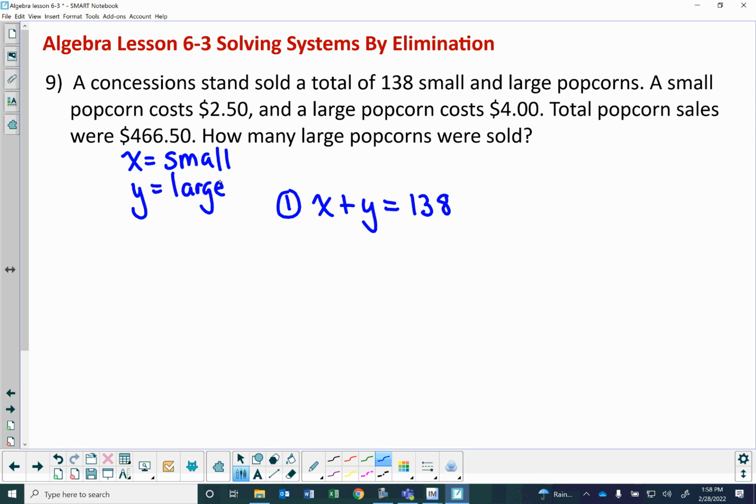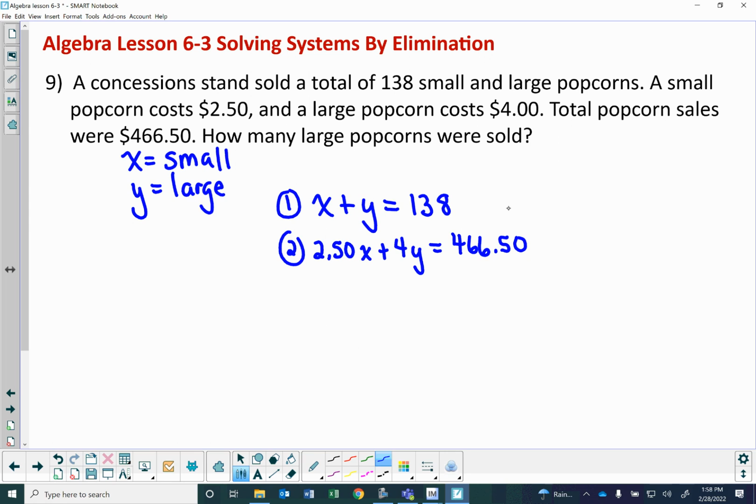The second equation is going to talk completely about money. The cost of a small popcorn is $2.50, and the cost of a large popcorn is $4. So every small popcorn I sell, I have to multiply by $2.50, and every large popcorn I sell, I have to multiply by 4, and that's going to give me my total amount of money that I made, which was $466.50. There's my second equation. Now these numbers are fairly large, so it's a higher likelihood you can make a small mistake somewhere, so be very careful here.